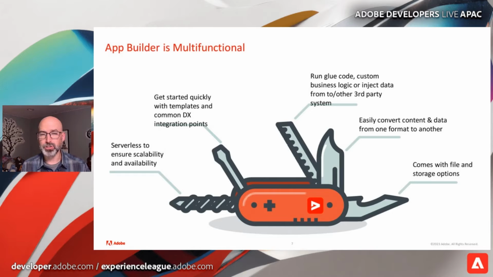App Builder is multifunctional. I like to think of it as a Swiss Army knife. It can do any kind of transformation of content and data. So if you have JSON, you want XML. If you have XML and you want JSON, if you have one content format and you want another, image format or whatnot, App Builder will absolutely do that.